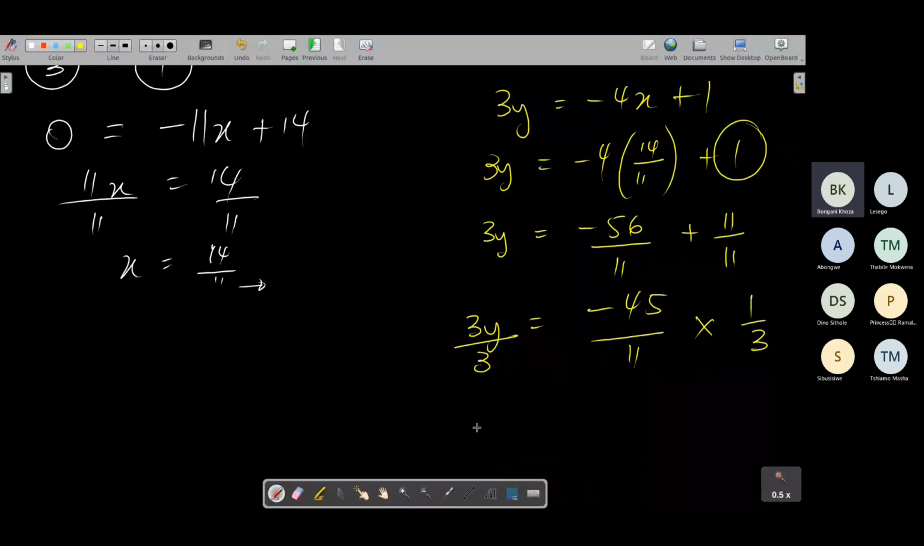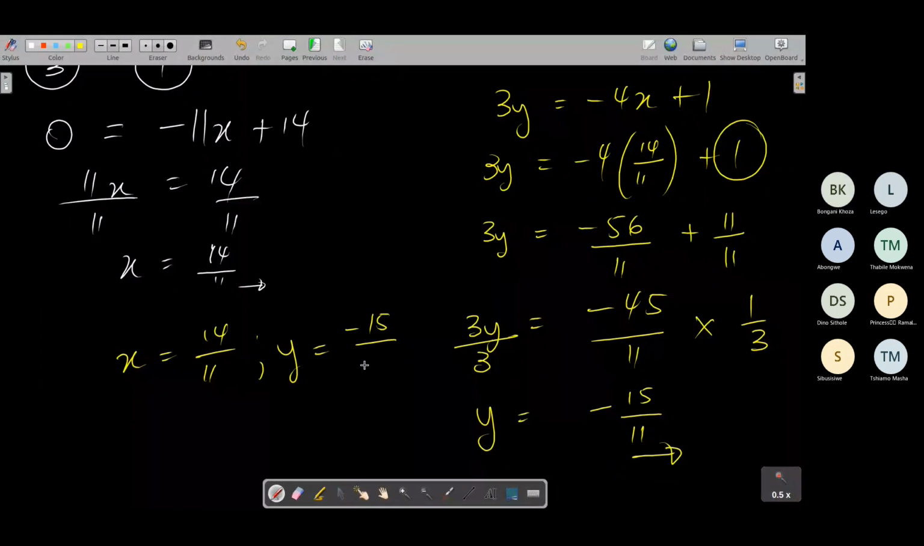Right. So here you have y equals, this would be, I think, 45 now, 15 over 11. Yes. So that's our answer. We are saying our answer is x equals 14 over 11, and our y value would be negative 15 over 11. All right, let's check if those answers are correct.